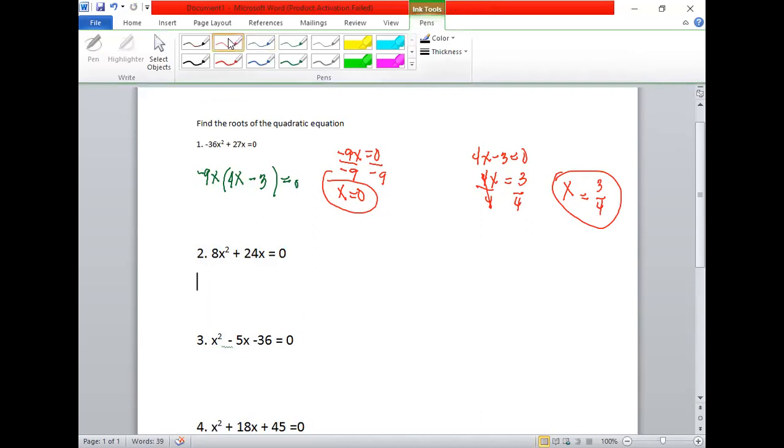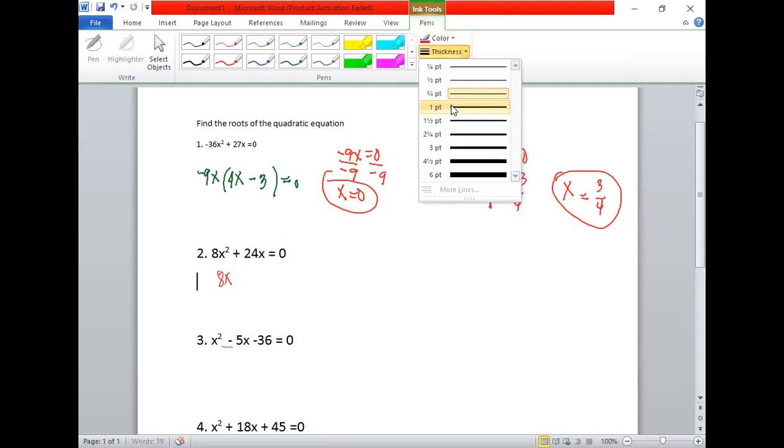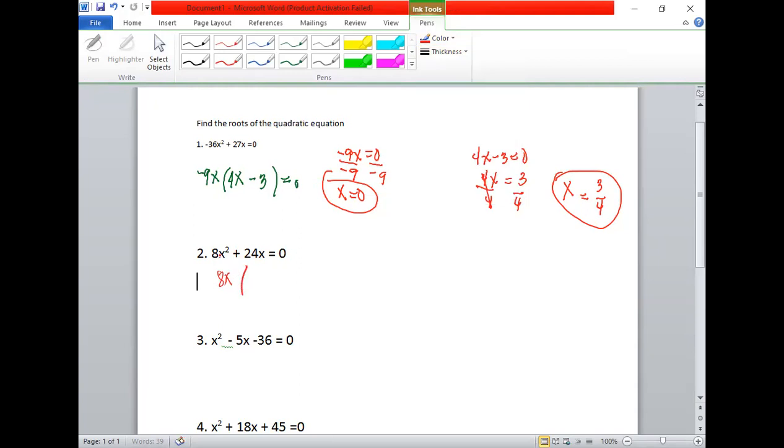So here, 8x squared plus 24x. Just like what we did in number 1, let's find the GCF of these two terms, 8x squared plus 24x. The GCF is 8x. So 8x squared divided by 8x, the answer is x. Then 24x divided by 8x, the answer is 3. Is equal to 0.